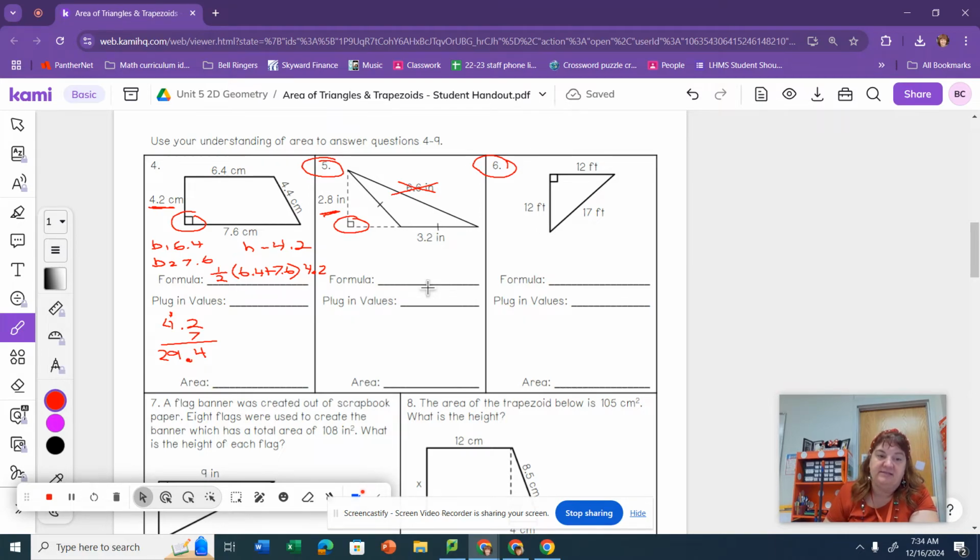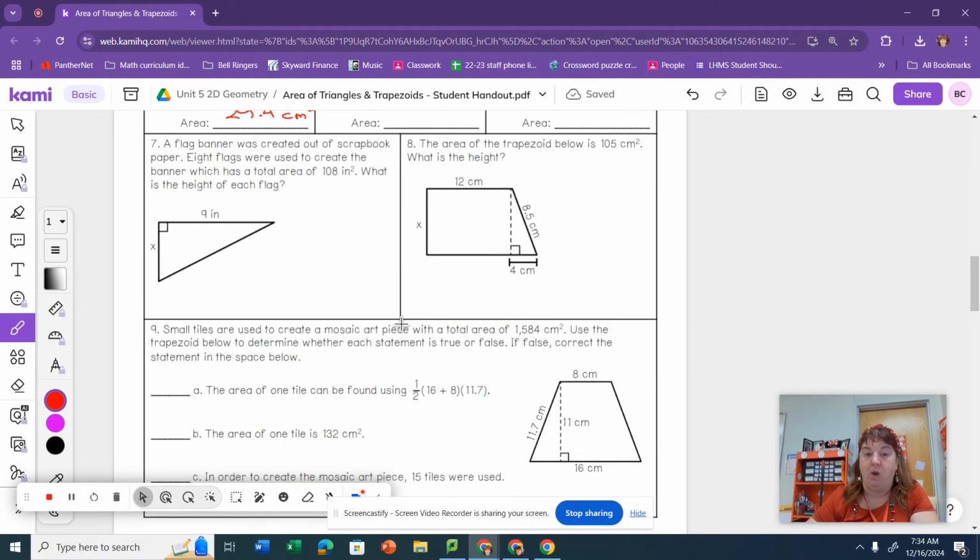Oh, look, I forgot to do the formula. I did exactly what I told you guys not to do. I should have done my formula first. So area equals 1/2 of B1 plus B2 times the height. There we go. So now I know that my area is 29.4. And again, that's centimeters squared.